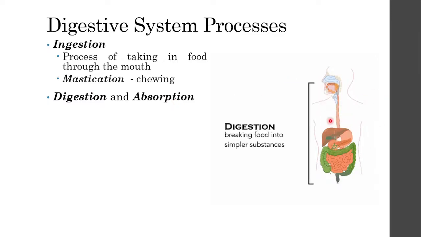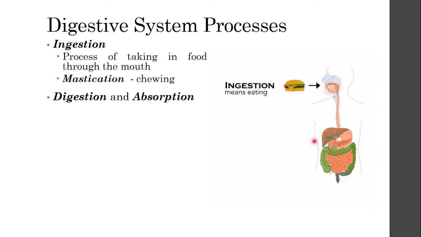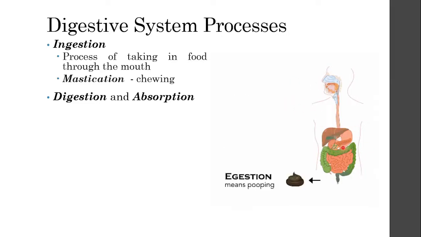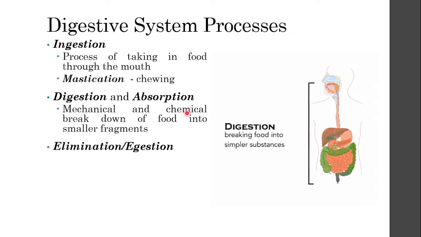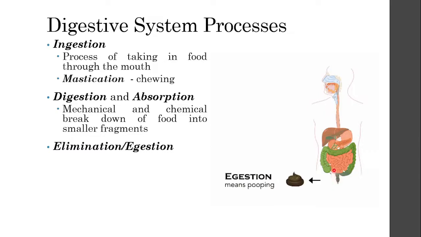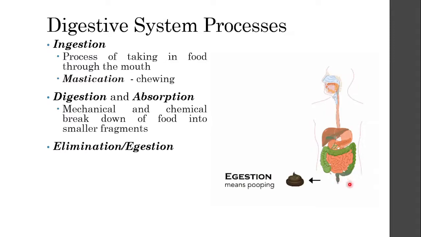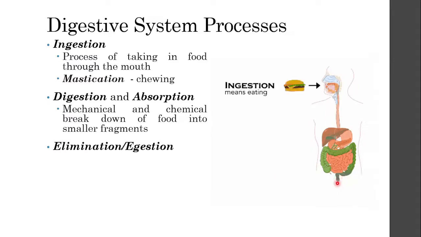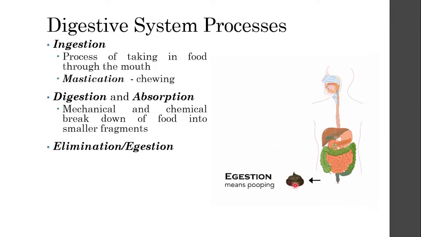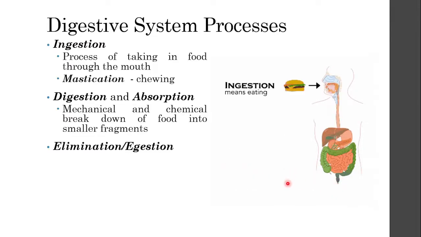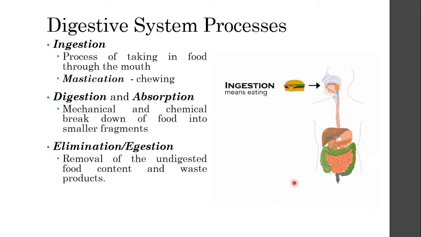Most of the digestion of proteins, lipids, and carbohydrates happens in our stomach and in our small intestines. And then we have elimination or egestion, which is when the undigested food molecules are expelled from our body. So it's stored in our rectum, and when it becomes full, the sphincter opens and we can remove those undigested food. So that is elimination and egestion.